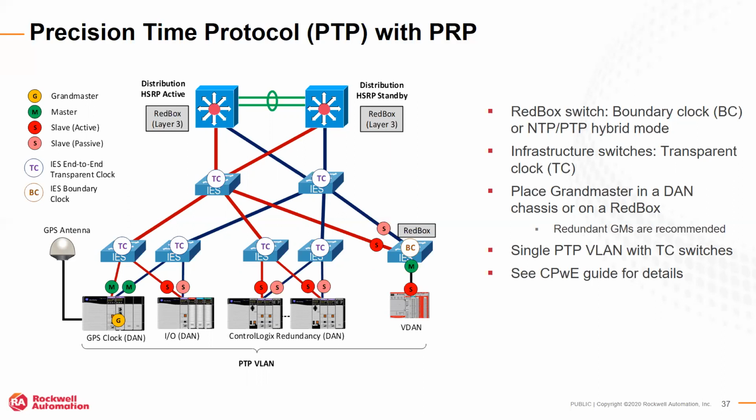One takeaway here would be that inside LAN A and LAN B, the infrastructure switches need to be set up as a transparent clock, allowing the clock communication to go through the networks, and then the RedBox switch is a boundary clock, and there are slightly different ways that the timestamp is handled through a boundary clock. So just keep in mind that the RedBox needs to be a boundary clock in a precision time protocol network.